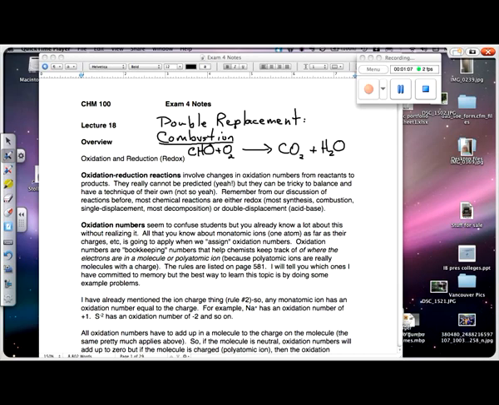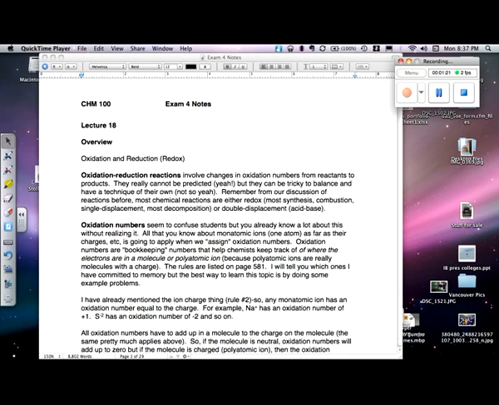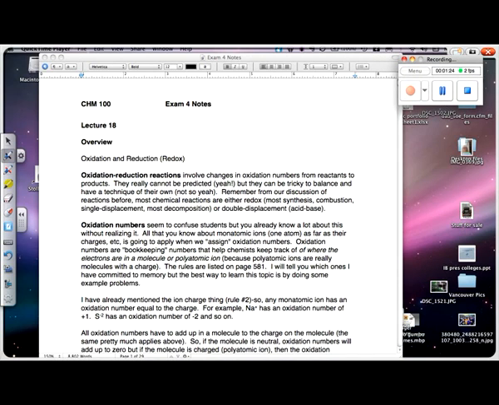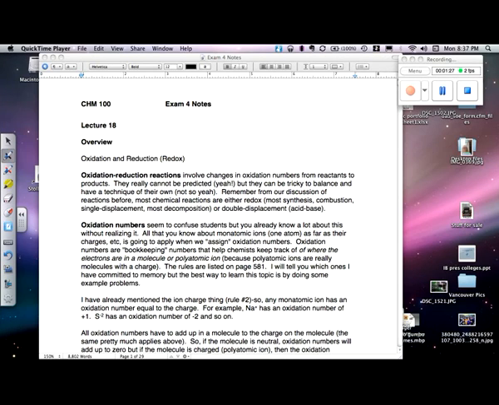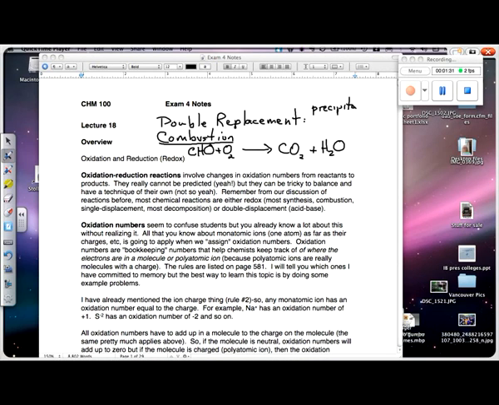Double replacement reactions, we did two types. We did precipitation reactions, and whether or not you get a precipitate is governed by the solubility rules. And we also looked at acid-base reactions. We are going to revisit acid-base reactions in the next lecture, but acid-base reactions are still double replacement. Instead of making a solid, we generally make molecular compounds like water, maybe even some carbon dioxide if a carbonate is involved, and so on.